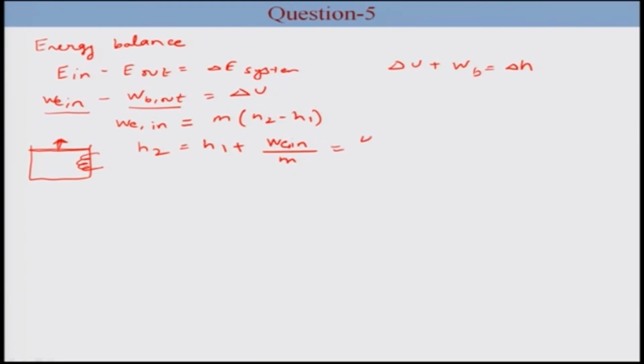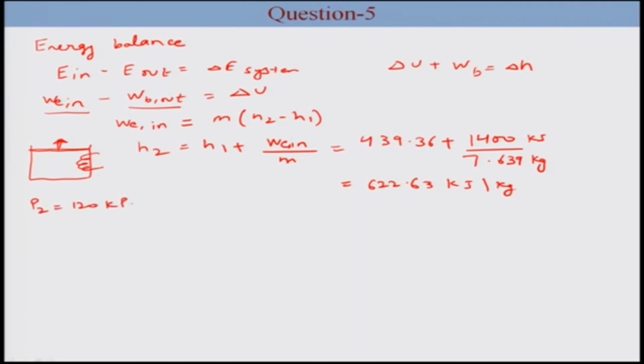We can put H1 as 439.36, plus electrical work input of 1400 divided by mass 7.639. This comes out to be 622.63 kilojoule per kg. So, now we know the enthalpy at state 2. The pressure at state 2 is also known, 120 kilopascal, and H2 is 622.63 kilojoule per kg. From here we can calculate X2.